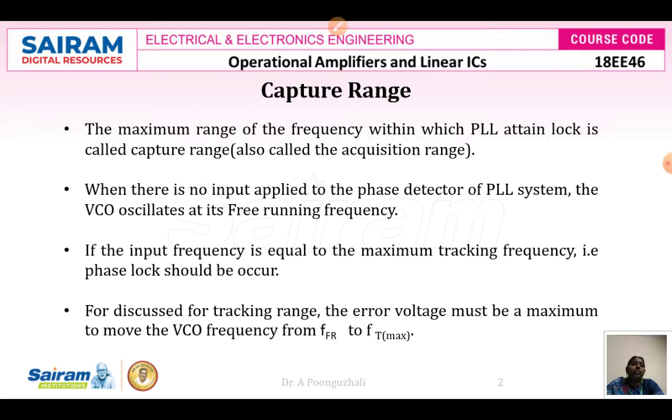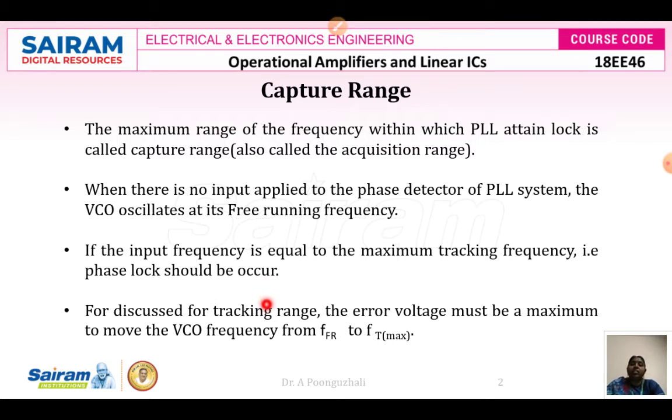It is also called the acquisition range. Suppose no input is applied to the phase detector; in that case the VCO operates at its free running frequency. If the input frequency is equal to the maximum tracking frequency, then we say that the phase lock occurs.